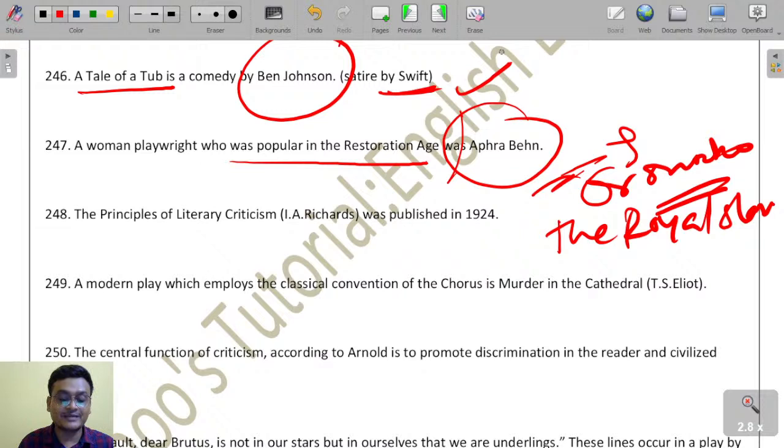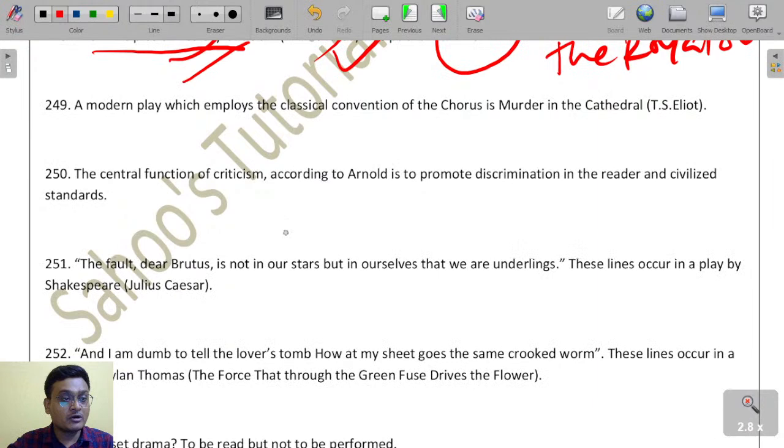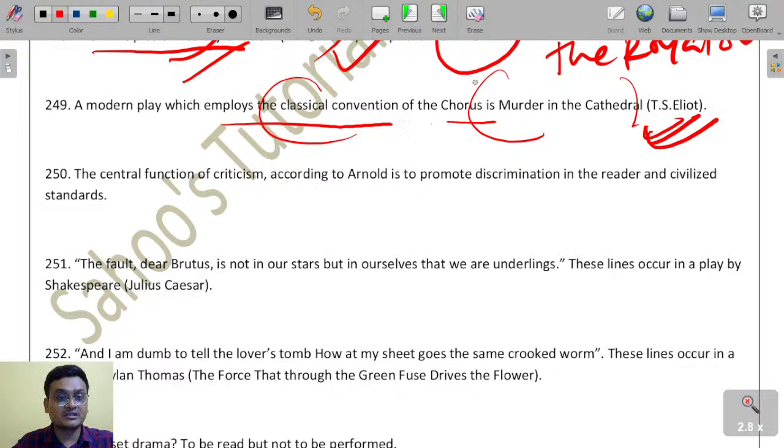The Principles of Literary Criticism is a work by I. A. Richards, published in 1924. Richards was a new critic. A modern play which employs the classical convention of the chorus is Murder in the Cathedral, written by T. S. Eliot. The central function of criticism, according to Arnold, is to promote discrimination in the reader and civilized standards.